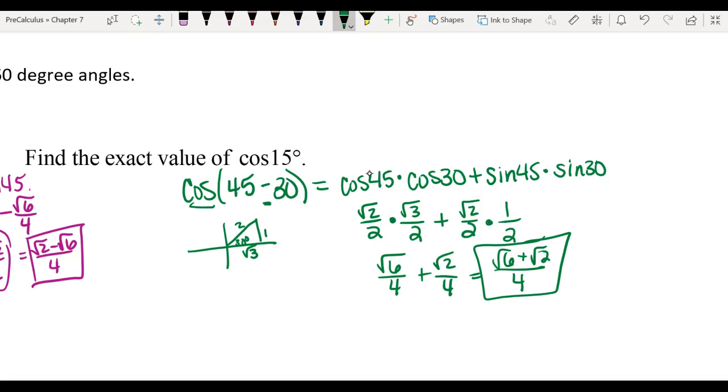Nope. It can't be simplified. You can't add things that are different numbers in square roots.